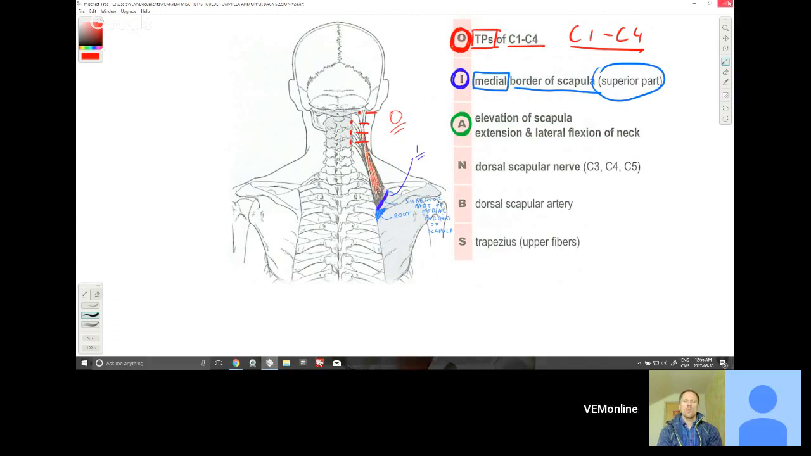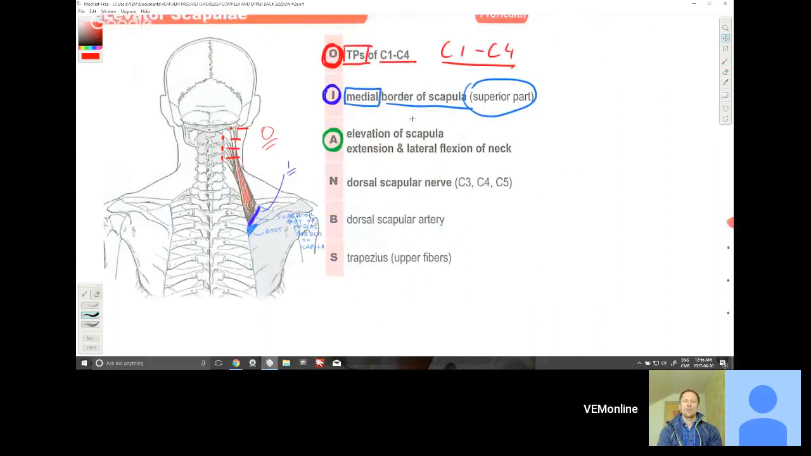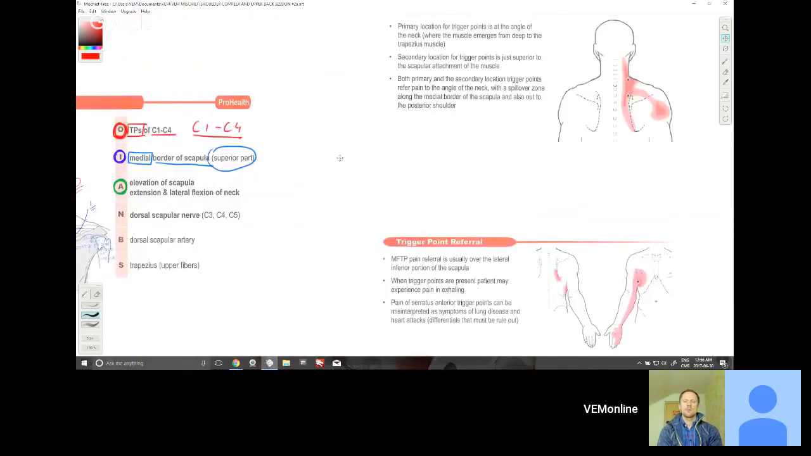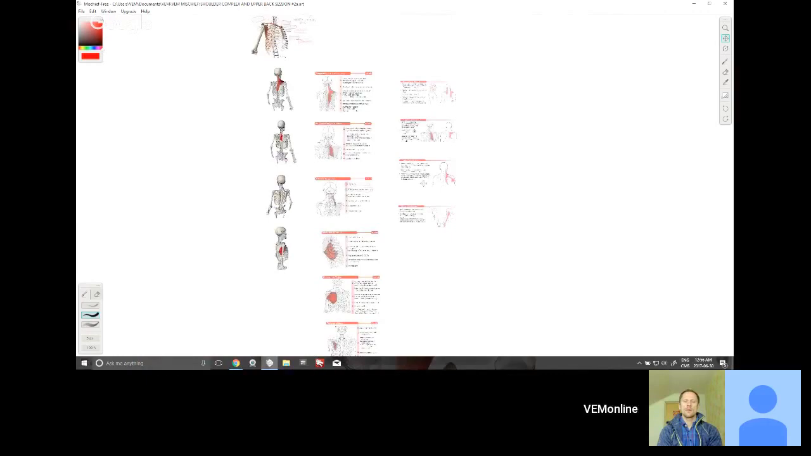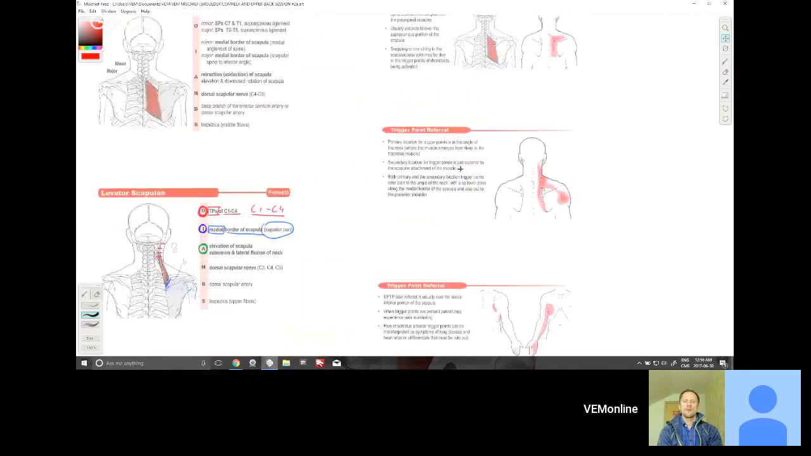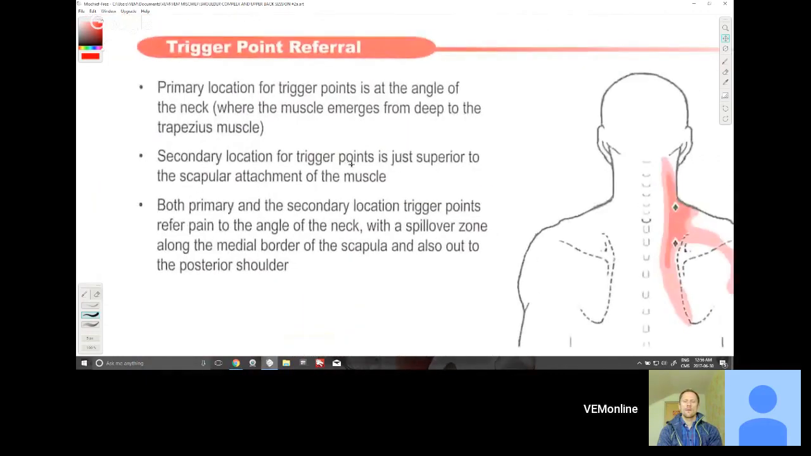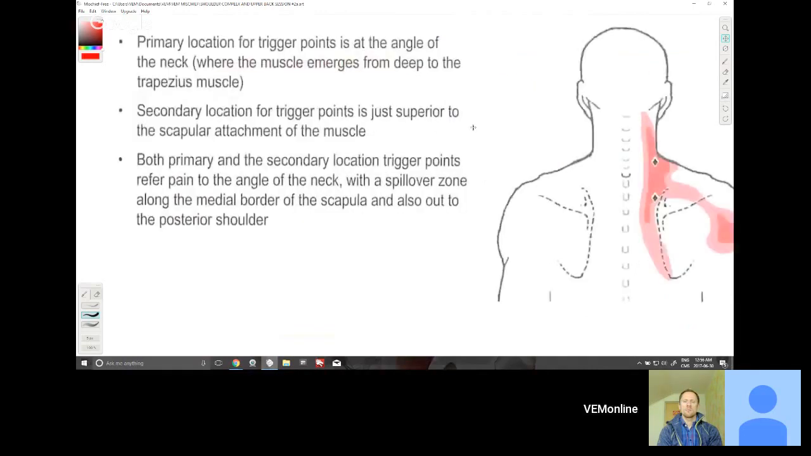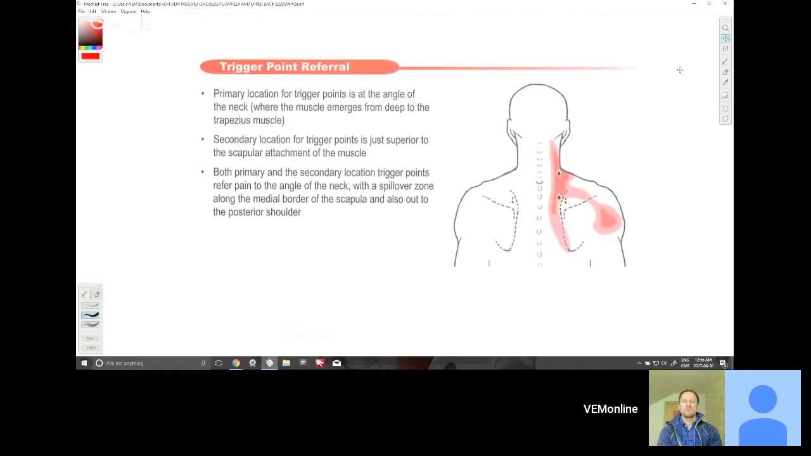Trigger points. I talked about trigger points, so let me just give you an example. Trigger point for right there. Here we go. This is a trigger point pain referral for levator scapula. This is very significant, actually. This is levator scapula trigger point pain referral.